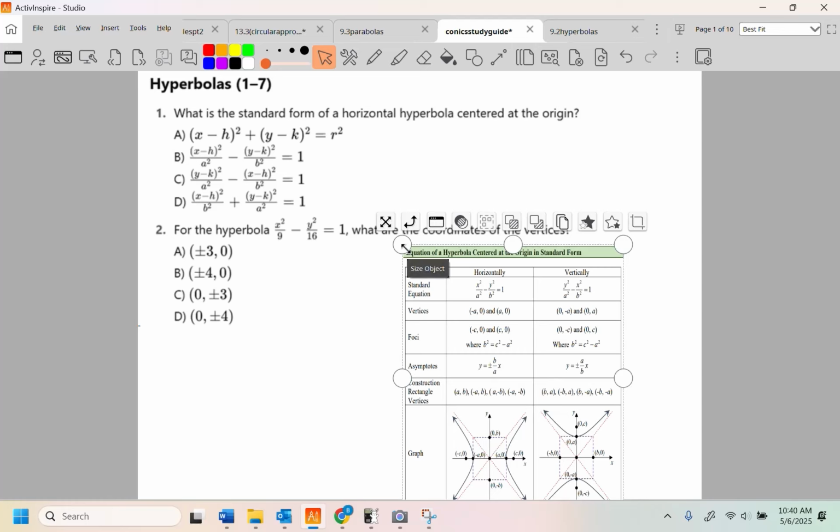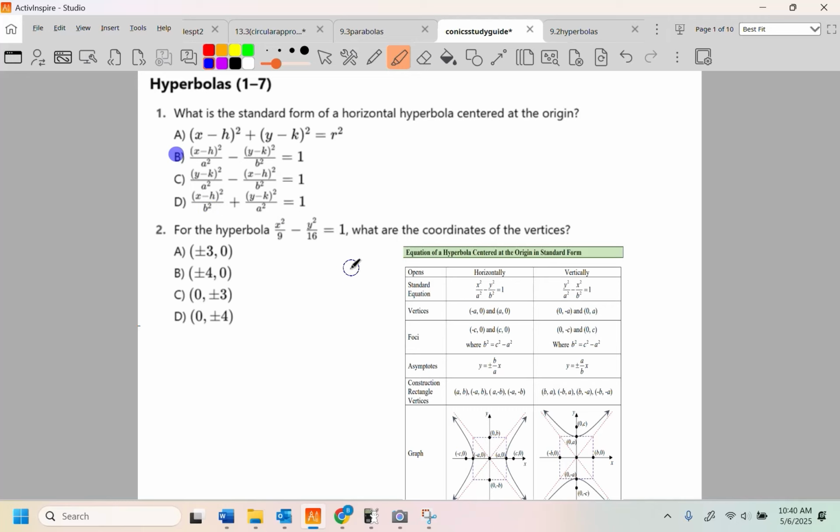So we want the standard form of a hyperbola centered at the origin. Horizontal hyperbola, centered at the origin, is x squared over a squared minus y squared over b squared equal to 1. Now, the wording here kind of bothers me, but the only thing that makes sense is choice B, because that's the standard form. Okay, h and k would be 0. Easy enough. By the way, this is a circle. That's a hyperbola, but it's vertical, and that's an ellipse, whose major axis is the y-axis.